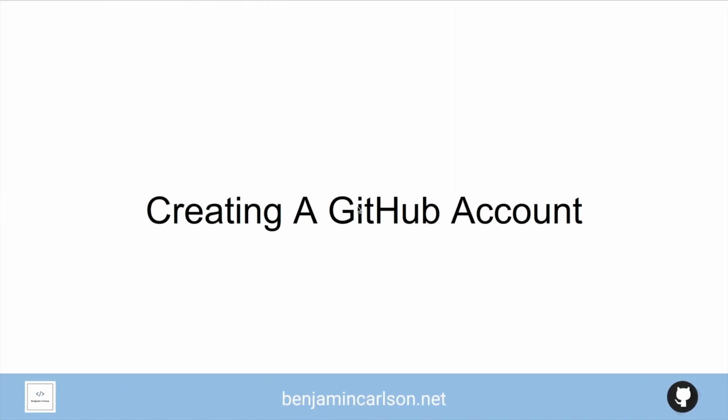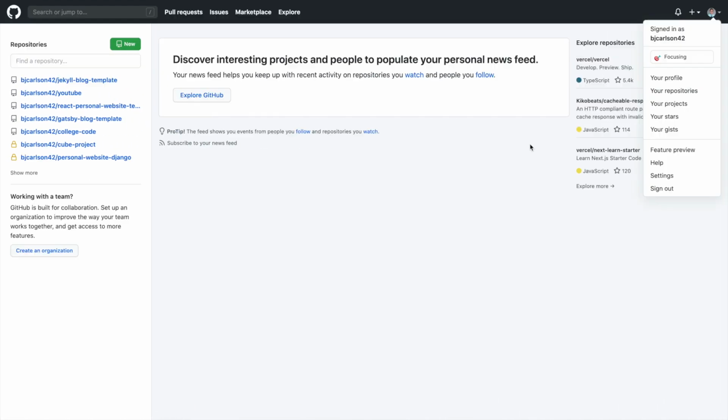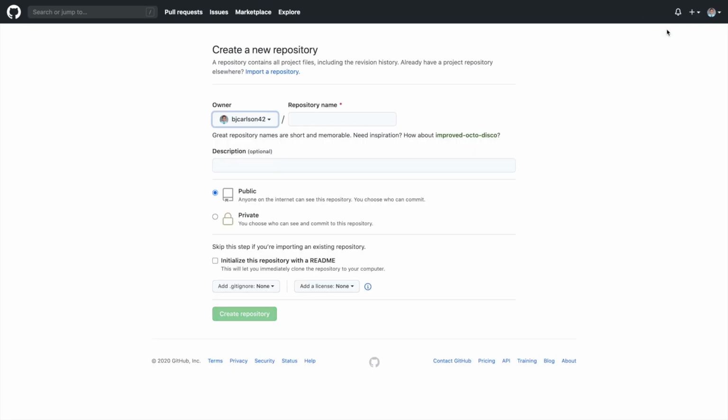Okay, so once you have an account, we can go ahead and create a new Git project. So from the main page here, we can go up here to the Add button and hit New Repository. And what this will do is bring us to a page where we can create a new repository. And what a repository is, it simply contains all project files, including the history.